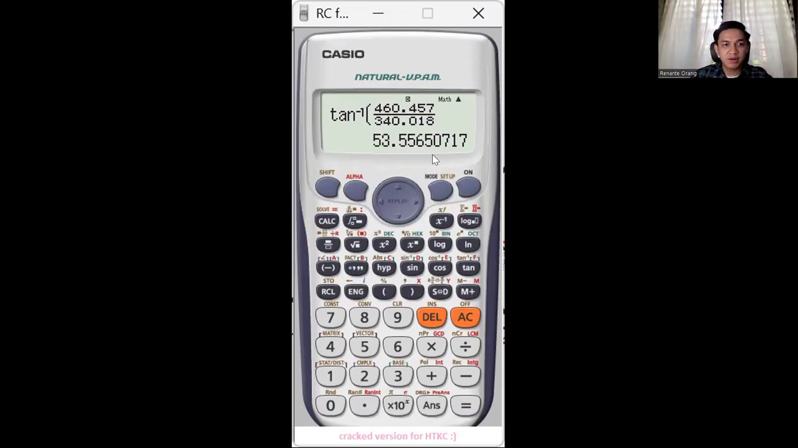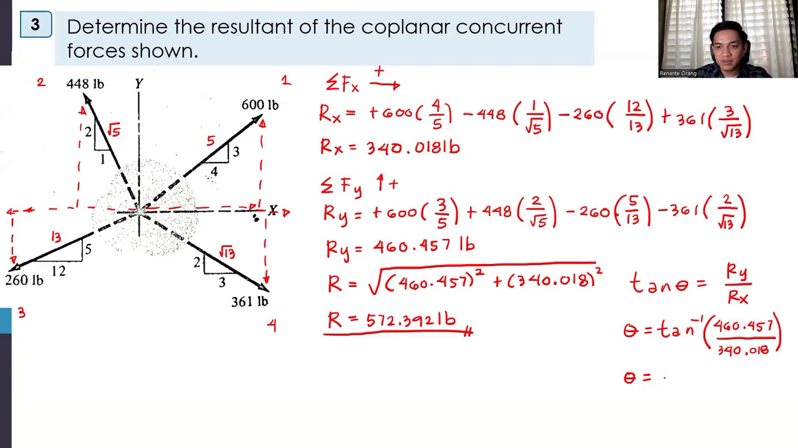53.557 degrees. Pero pag wala sa choices, that is 53 degrees, 33 minutes, and 23.43 seconds. Angle theta is equivalent to 53.557 degrees, or that is equivalent to 53 degrees, 33 minutes, 23.43 seconds. This will be our final answer.